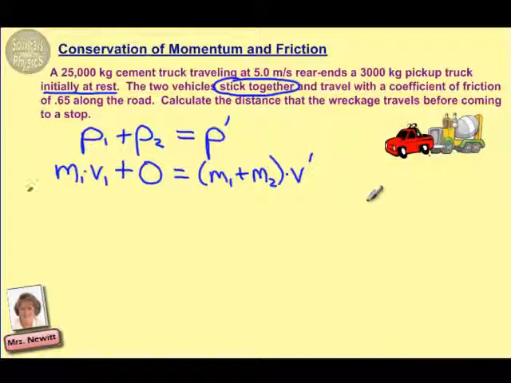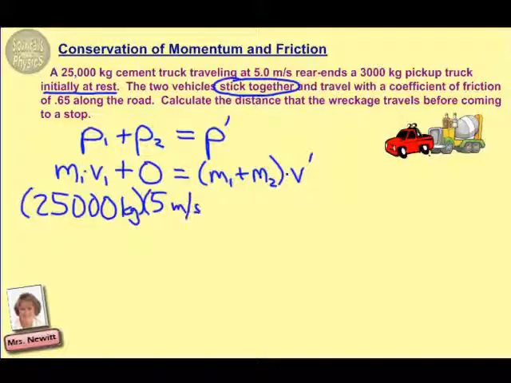So for the cement truck, we have 25,000 kilograms as its mass. It is moving reasonably slowly, though, with a velocity of 5 meters per second. Add 0 for the momentum of the pickup truck.